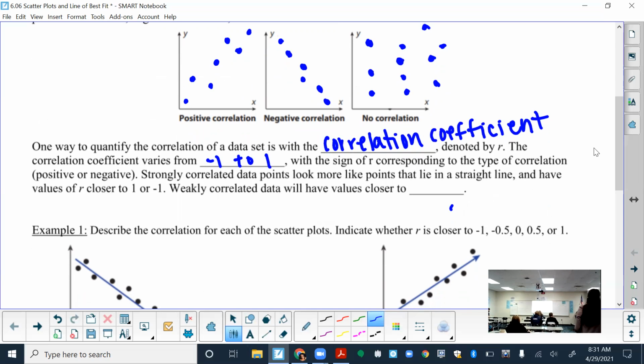All right, with the sign of R corresponding to the type of correlation, positive or negative. So if you have a strong positive correlation, then the R value will be closer to 1. If it's a strong negative correlation, it'll be closer to -1. And if there's no correlation, then it'll be closer to 0. Weakly correlated data will have values close to 0. Any questions on the vocab?